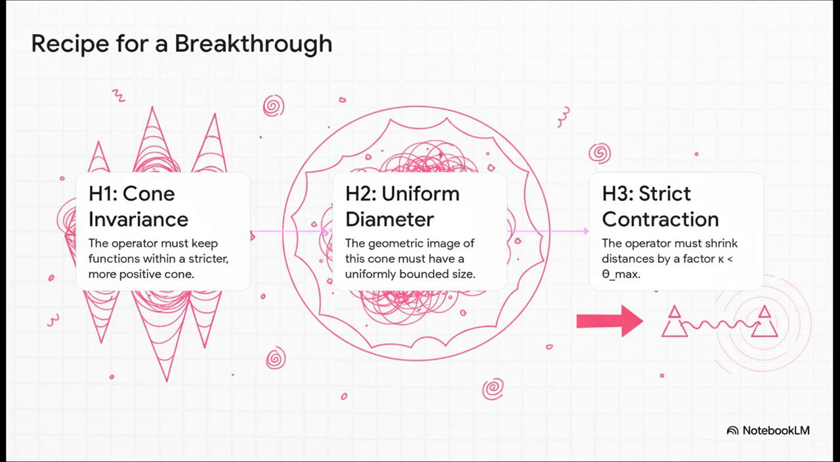So, what would it actually take for this whole geometric method to break the record? Well, it all boils down to a three-step recipe. Three key hypotheses that have to be true. First, the system has to keep everything tucked inside an even stricter version of that cone. Second, the shape that comes out at the end has to have a predictable, bounded size. And third, and this is the real clincher, the system has to actively shrink the distances between any 2 points inside that cone. If it can do all that, then we found something really special.